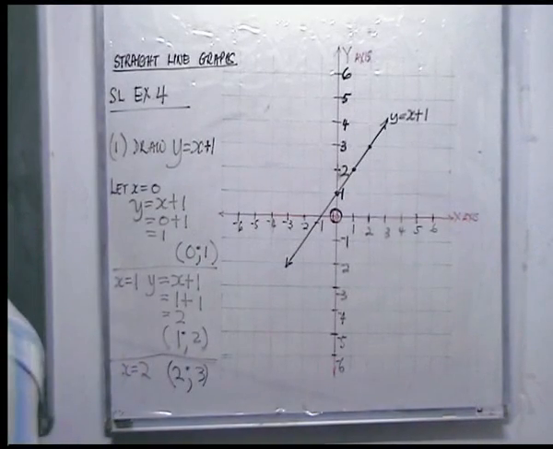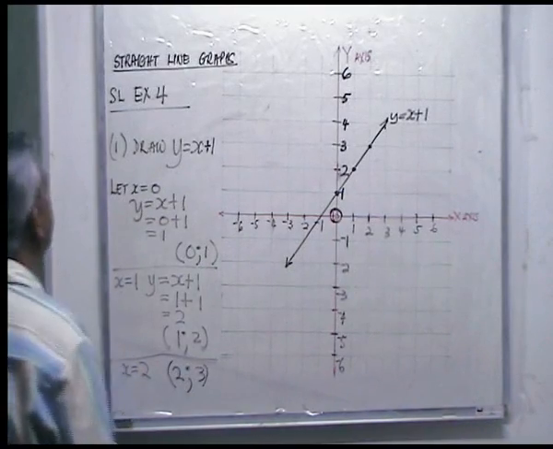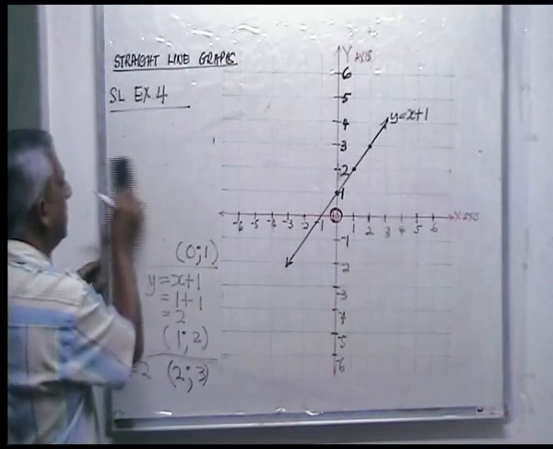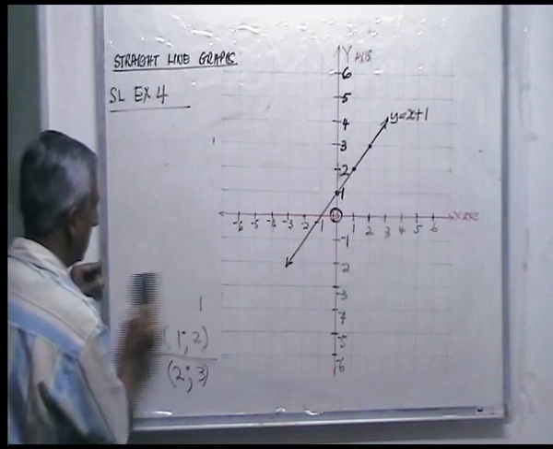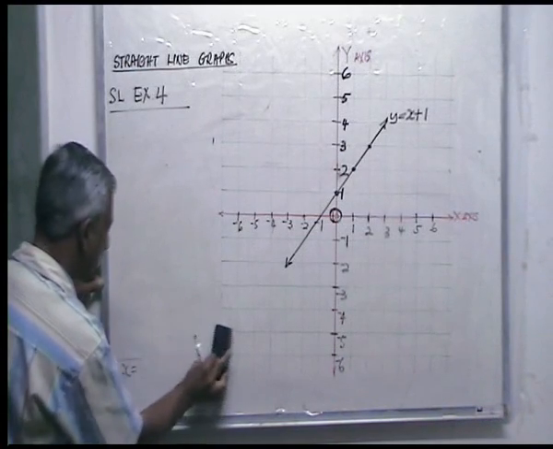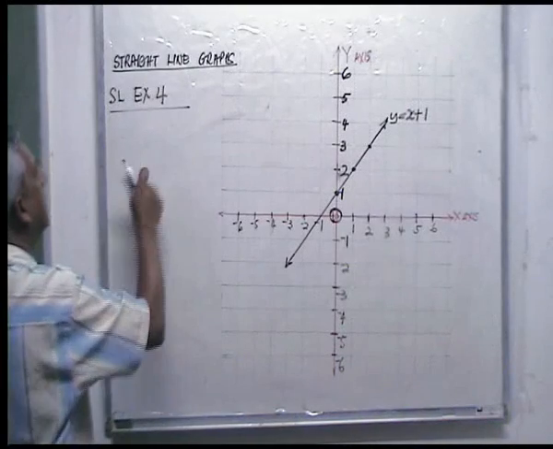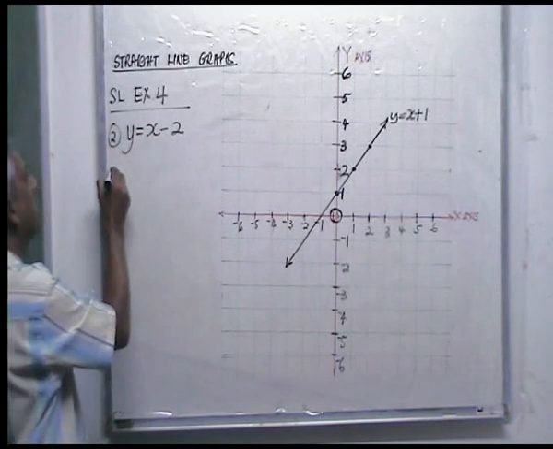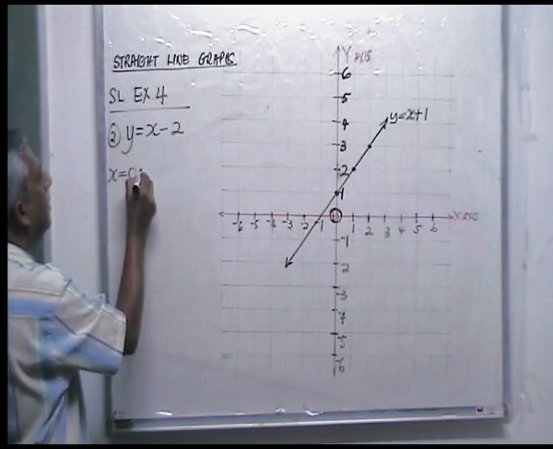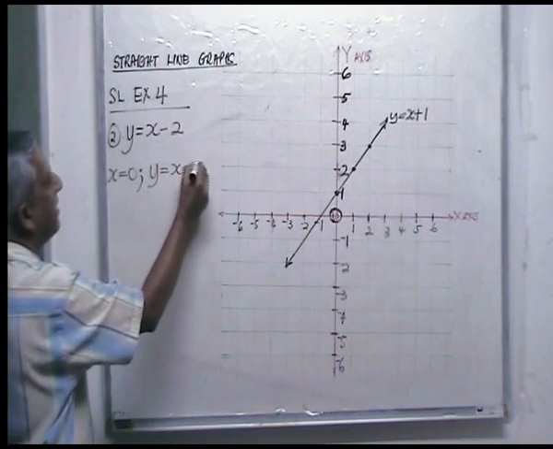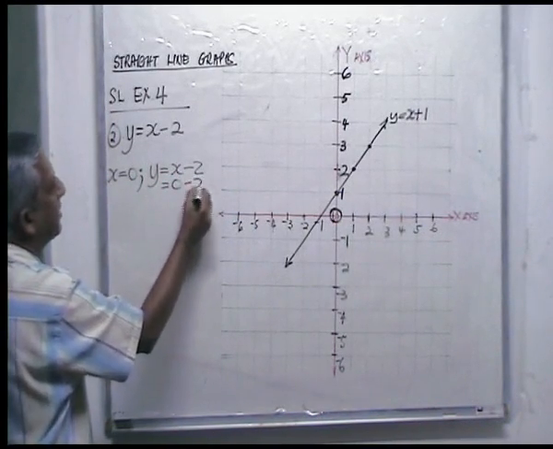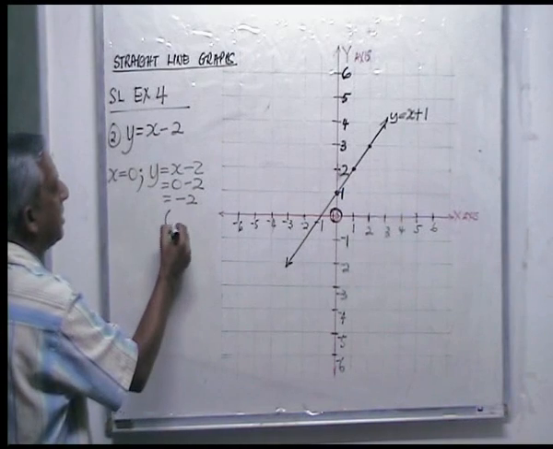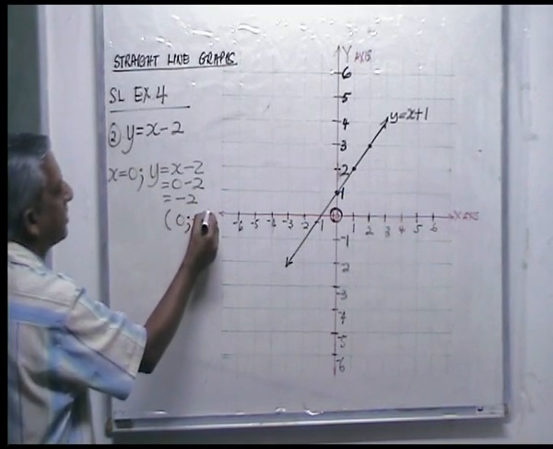Right, number 2. So number 2 was x minus 2. So let's mark number 2. Y is equal to x minus 2. So if x is 0, then y is equal to x minus 2. That is 0 minus 2. That gives you minus 2. So your first ordered pair is 0, minus 2.